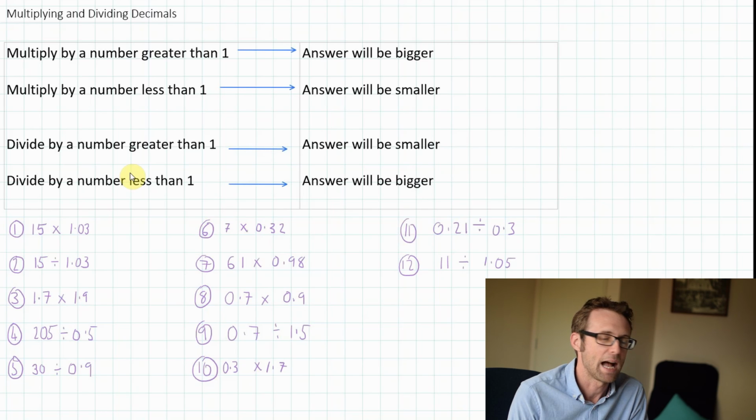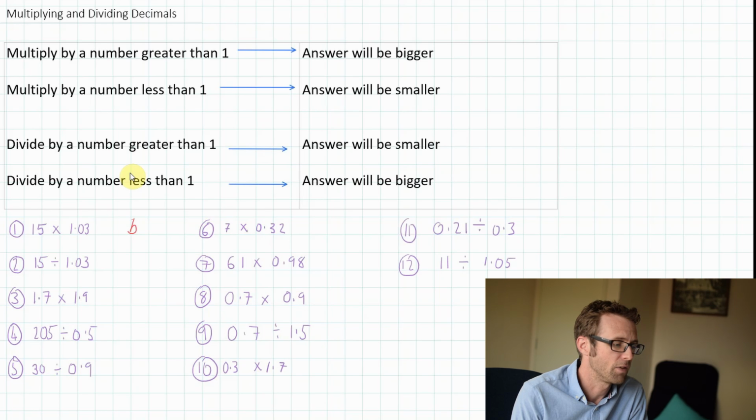Okay, so what I'm going to do here is I've just written down 12 examples, and I'm going to say B for bigger or S for smaller in terms of my answer. So 15 times 1.03, will my answer be bigger or smaller than 15? It will be bigger because we're looking at multiplying by a number greater than 1.